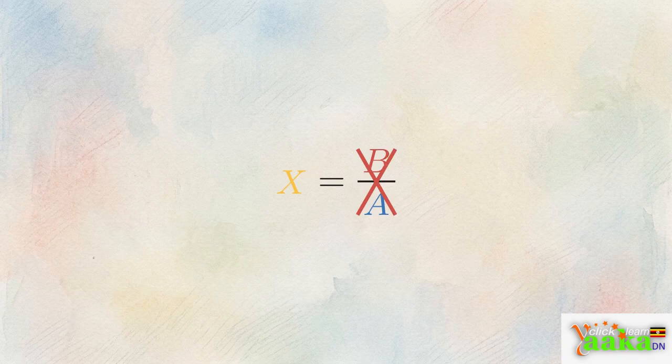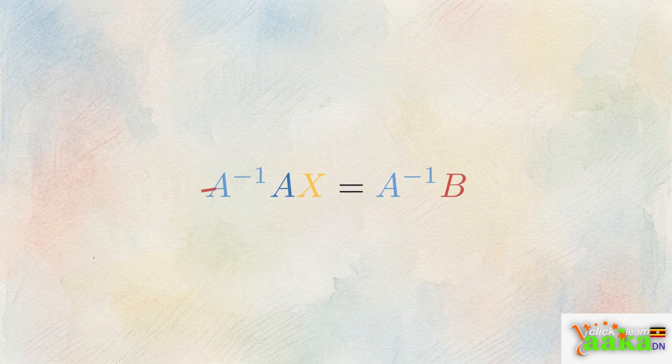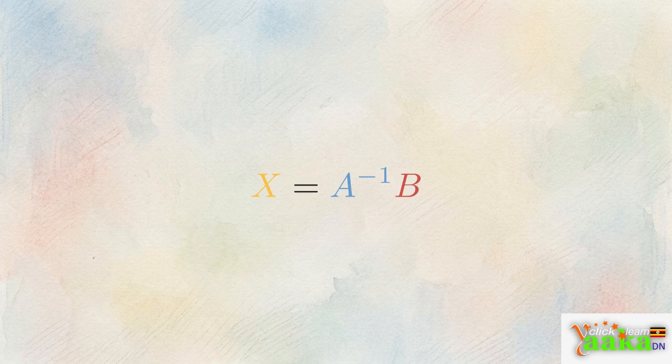Because matrix division does not exist, we cannot simply divide both sides of the equation by A. To isolate our variables, we multiply both sides of the equation by the inverse of matrix A. This cancels the coefficient matrix on the left, leaving us with the solving formula, X equals A inverse times B.